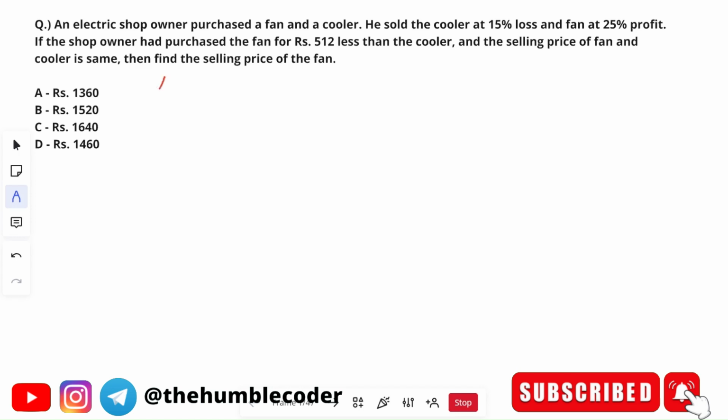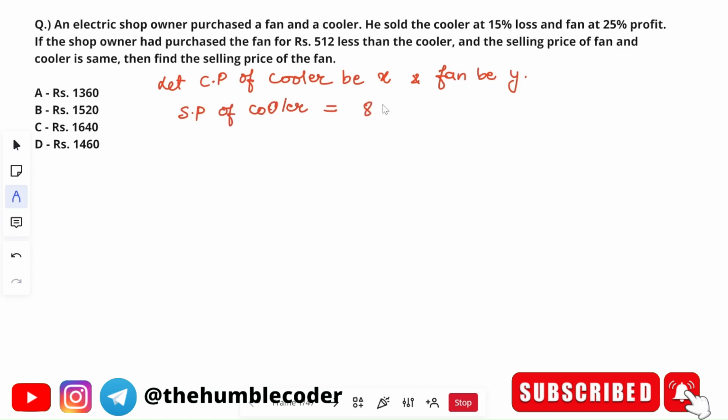First of all, we will assume the cost price of cooler and fan. Let the cost price of the cooler be X and the fan be Y. Now what is given to us is that he sold the cooler at 15% loss. So the selling price of the cooler will be how much? Out of 100%, we subtract 15%, because 15% is the loss, right? So 85% of X is the selling price of the cooler.